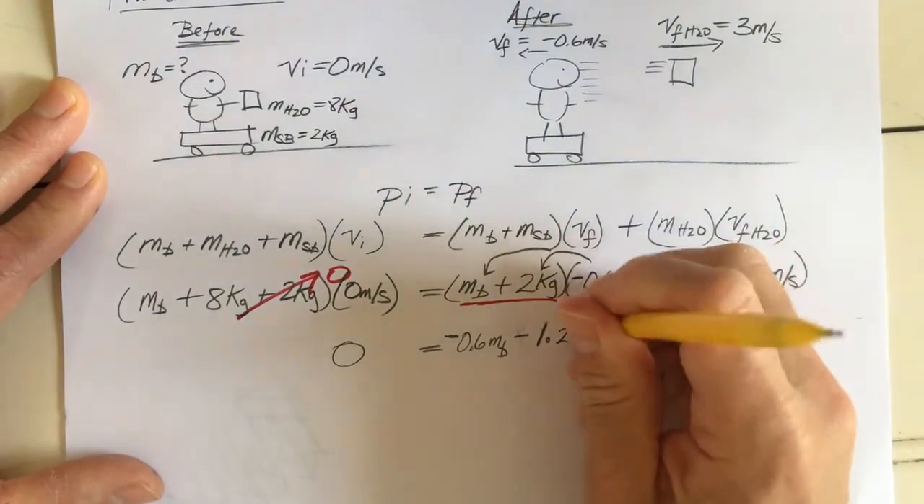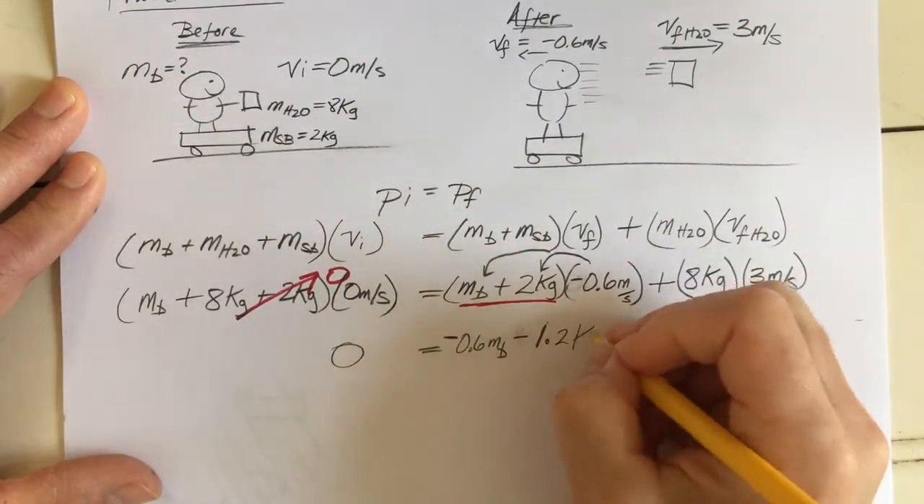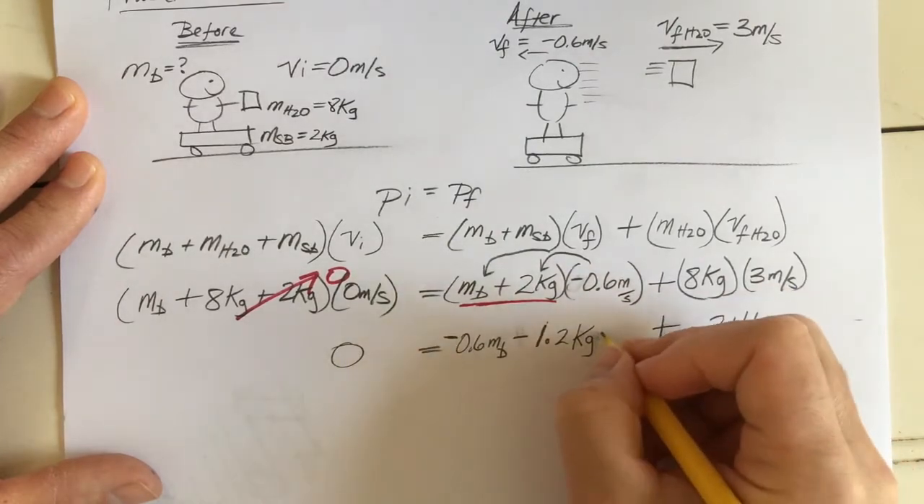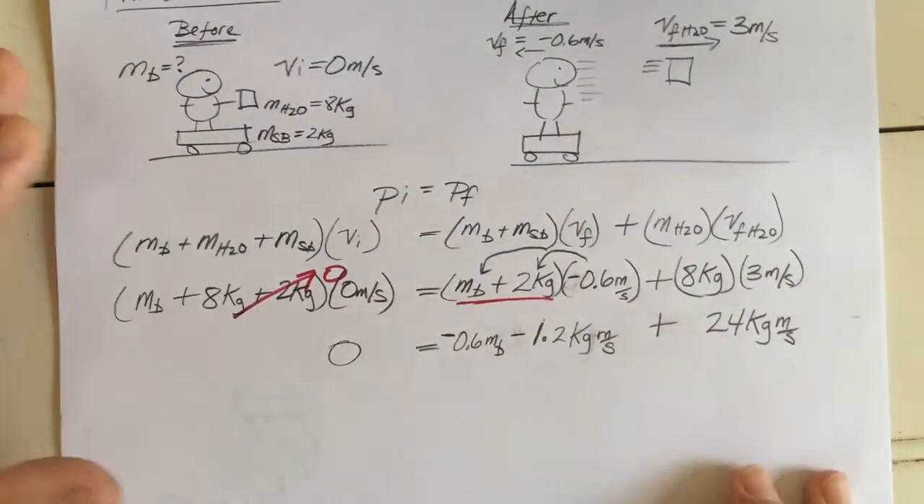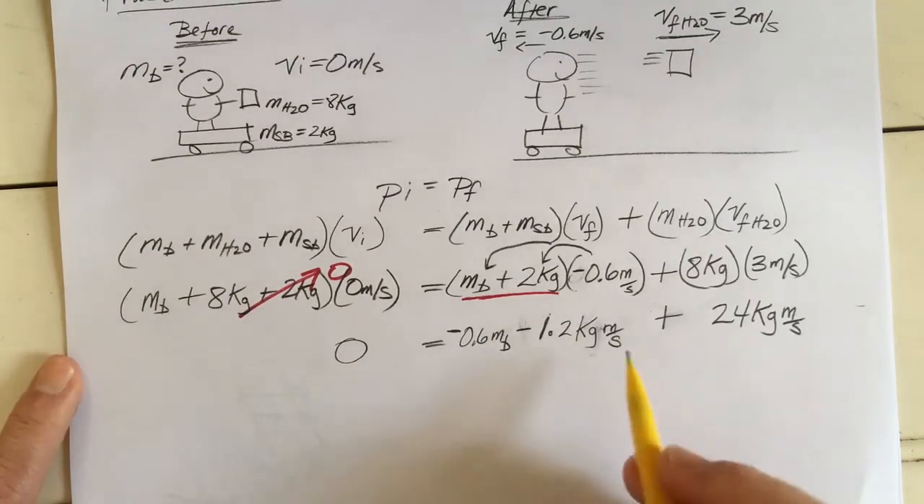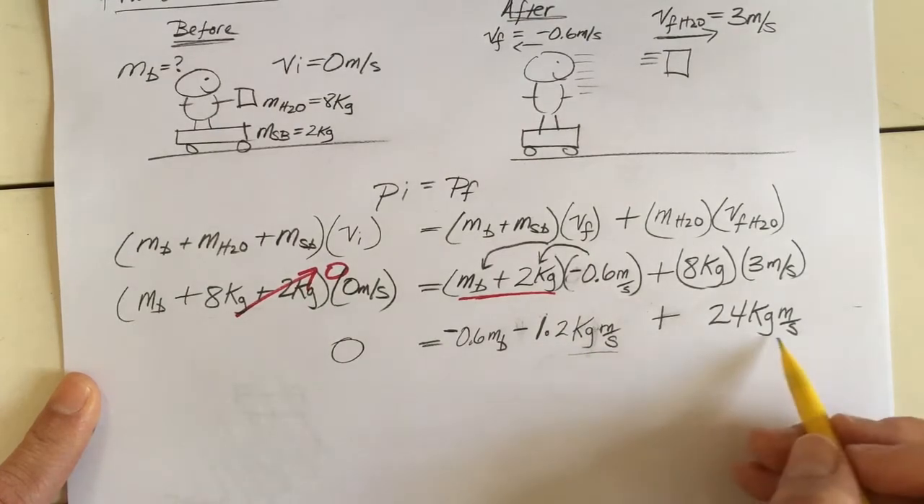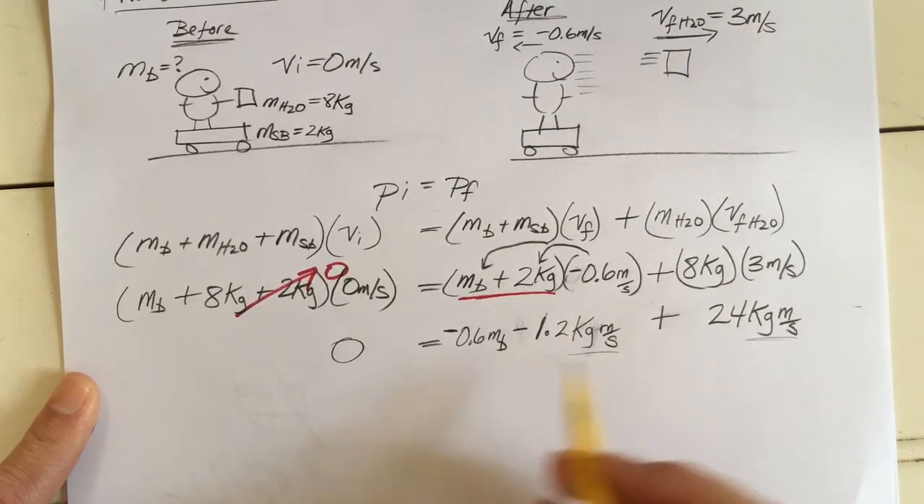1.2. Units here, I'm trying to stick with the uppercase K on my kilograms. Doing a decent job. Kilograms, meters per second. All right. And that's going to be added to the 24. So we can see that 24 minus 1.2, because these have the same units, you can combine these two. We can't combine this one.